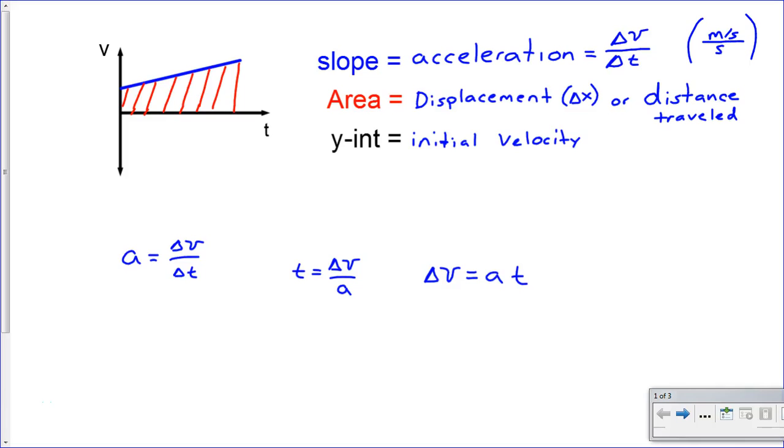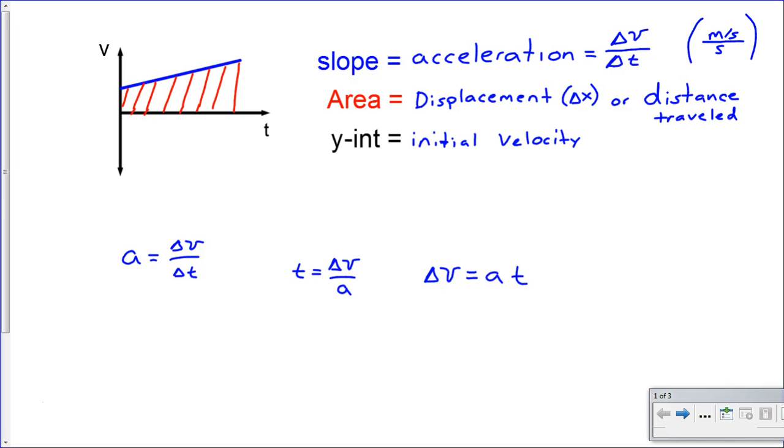Hello. In this video, I'll be going over the extra practice problems with the velocity versus time graphs. Before I do that, I wanted to take a minute to remind you of the basic elements of these problems. So we're going to have a velocity versus time graph, and it should look something like what we have here.